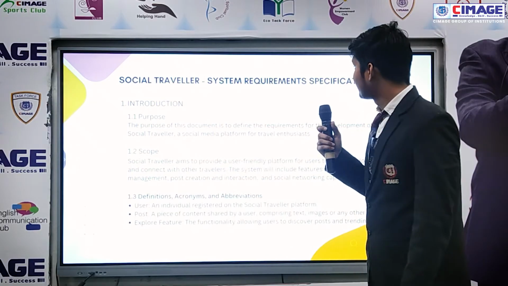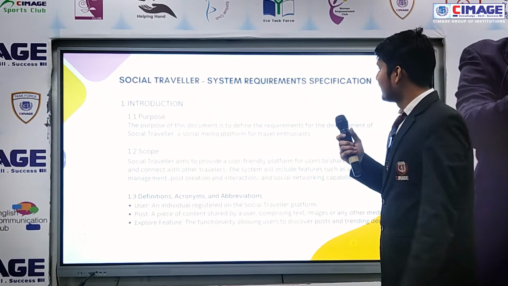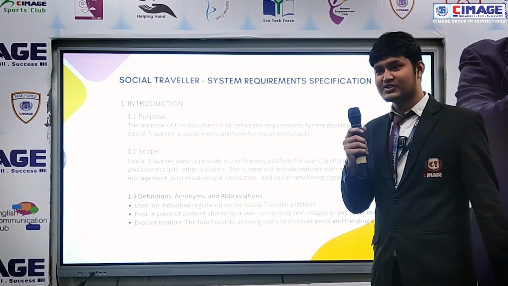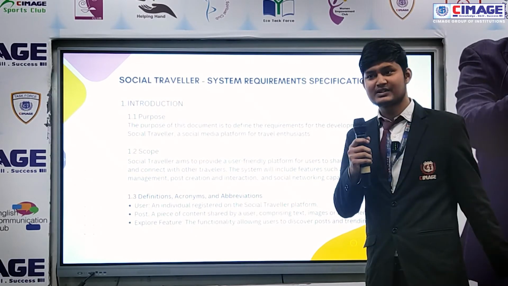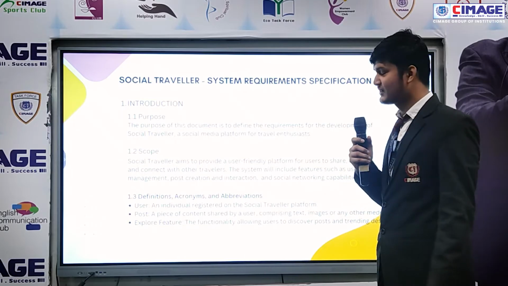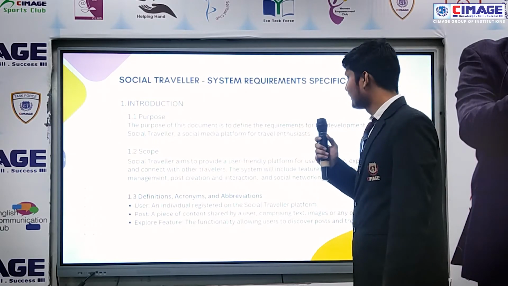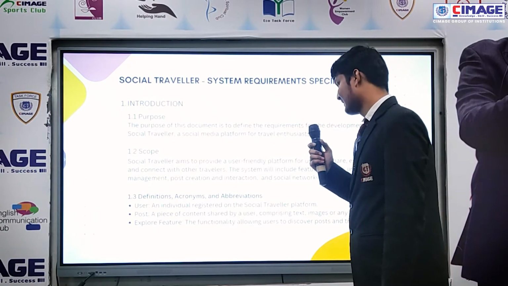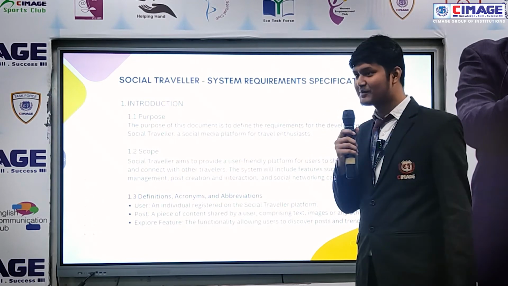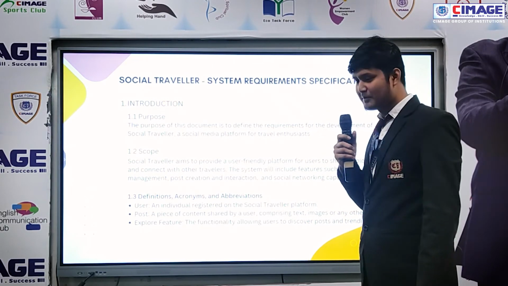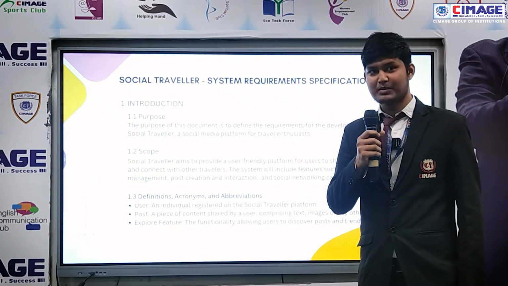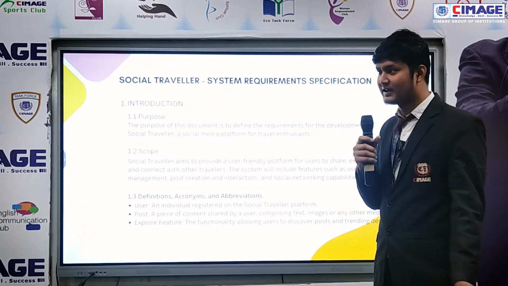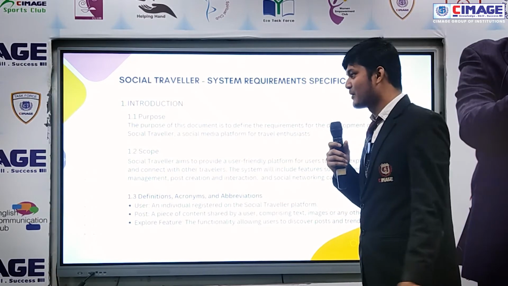This is the system requirement specification, and the purpose of this document is to clarify all the requirements that will be needed for the development of this web application. As for the scope, Social Traveler aims to provide a user-friendly platform where users can connect with other people who have a similar travel mindset.